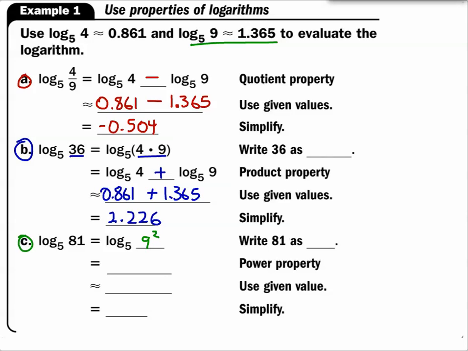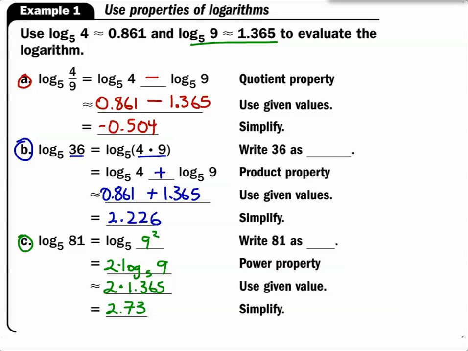Now, this is the cool thing. This is the one I get super excited about. That 2 comes down in front, so it's 2 times log base 5 of 9. I didn't really write the times. It means times even if you don't write it. Boom. So it's about 2 times, and log base 5 of 9 is about 1.365. Boom. Multiply those together, and you end up with about 2.73. And that is example 1.